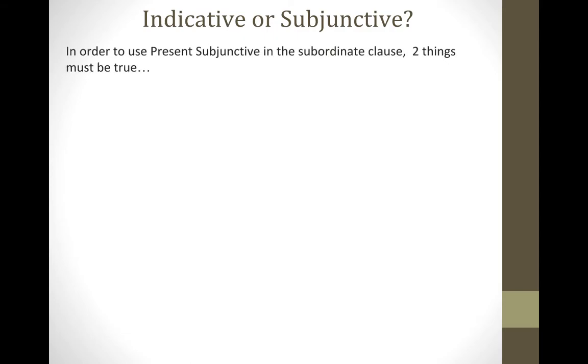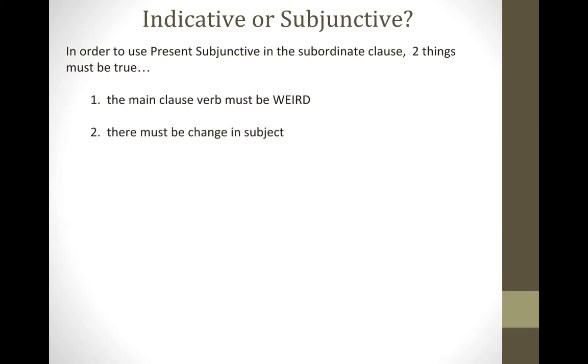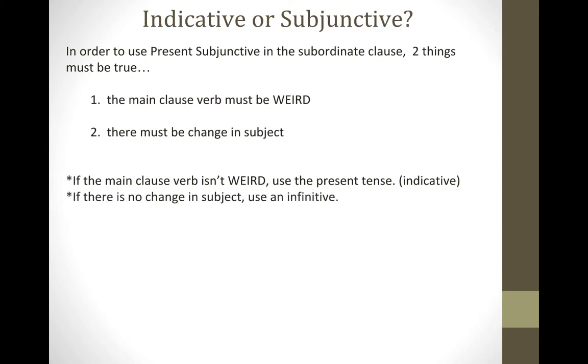Okay, so here's what we're going to reiterate. In order to use present subjunctive in the subordinate clause, two things must be true. Number one, that main clause verb must be WEIRD. Number two, there must be a change in subject. If the main clause verb isn't WEIRD, then you'll need to use the present tense. We'll talk more about that in a minute. And if there's no change in subject, then you need to use an infinitive. Let's look at an example of each of those.